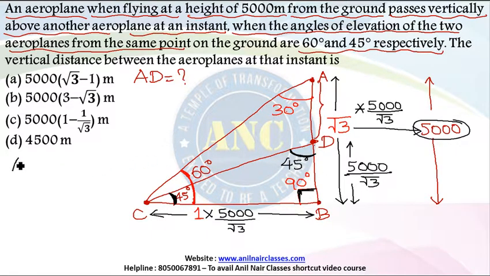So AB is nothing but, entire AB is nothing but AD plus BD, and we require the AD value, which is the vertical distance between the two airplanes.